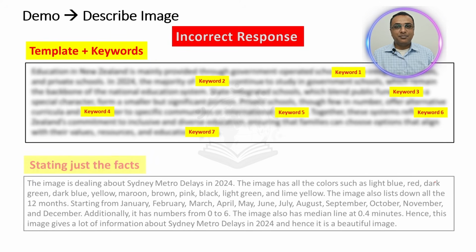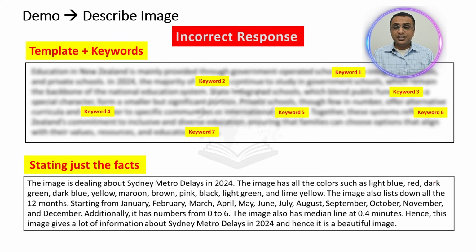Let's look at another example of an incorrect response. If you just state the facts, for example, if you had seen in this particular image where it had dealt about Sydney metro delays in 2024, the image had so and so colors, it had so and so months, so on and so forth. If you mention only these information, PTE says that you're just stating the facts, you're not describing about the image in detail. If you do this mistake, I'm sure you would not get 0, but you would get very, very less marks, maybe 1 or 2 marks at the max. So avoid this mistake as well if you want superior scores in your exam.